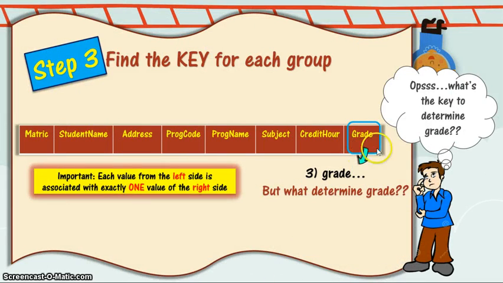Okay, the third group is about grade, but the question is what determines grade? This is the important thing that you should know. Each value from the left side means that the key attribute is associated with exactly one value of the right side, a non-key attribute. I will explain later.